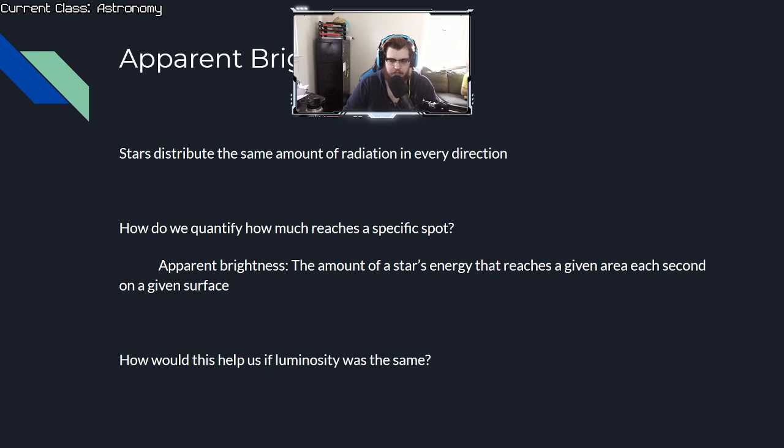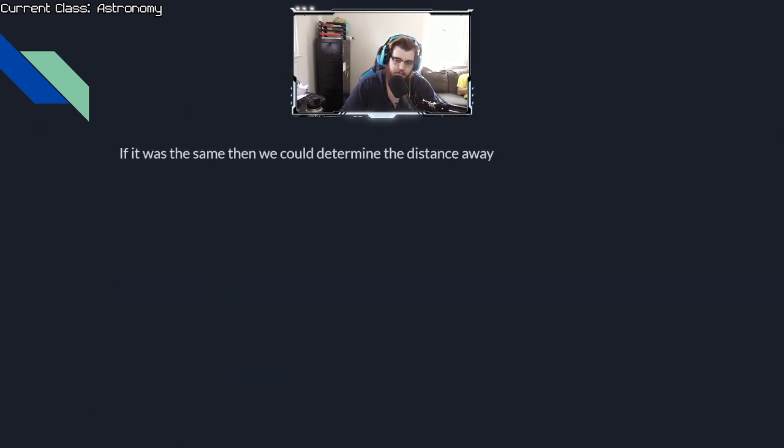So how could this help us? If the luminosities of every single star were the same, apparent brightness should be very easy to figure out, and we shouldn't have any weird problems. If it was the same, then we could determine the distance of these stars, how far away they are from us, just based on the apparent brightness, because we understand one thing.